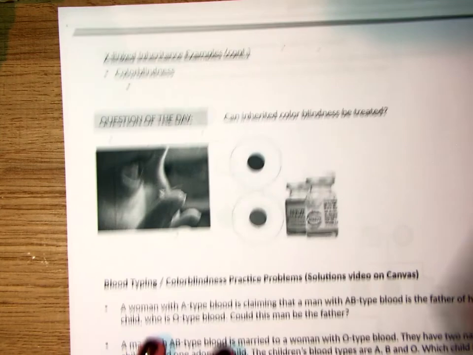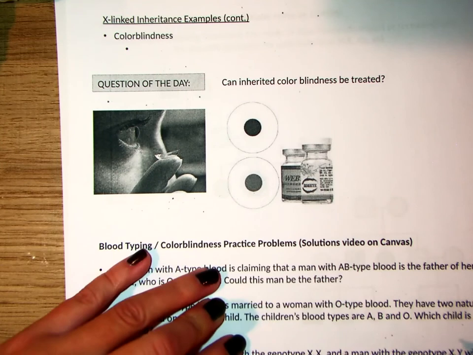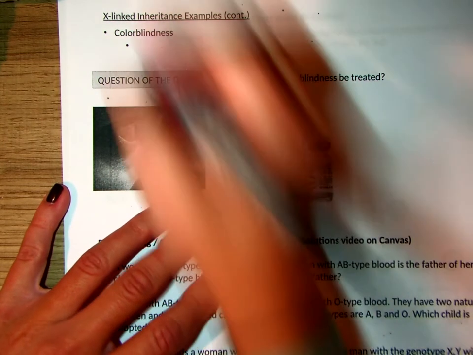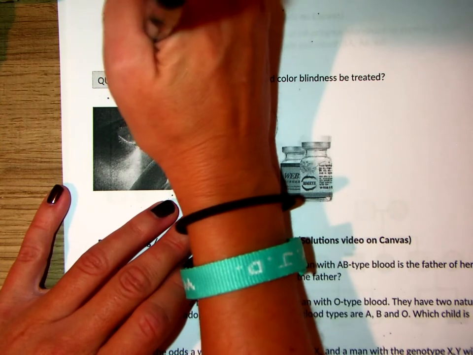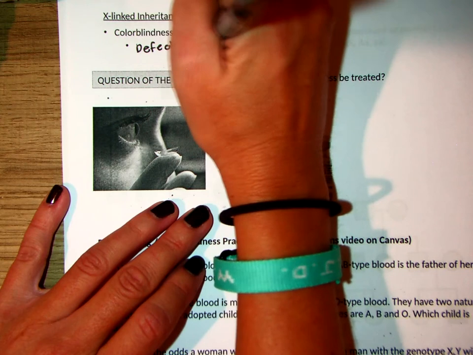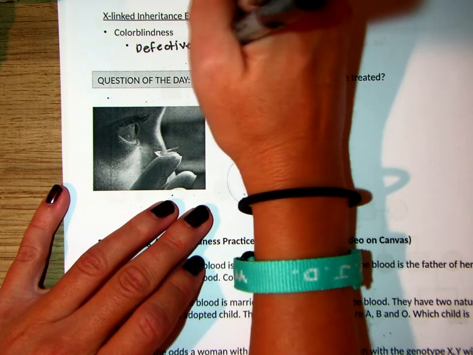Okay, so this is X-linked inheritance examples continued. We just looked at color blindness. That's what we talked about before, but this is where you have defective cones, and so you can't see all the colors clearly because the cones are the color sensing sensory cells in the retina.